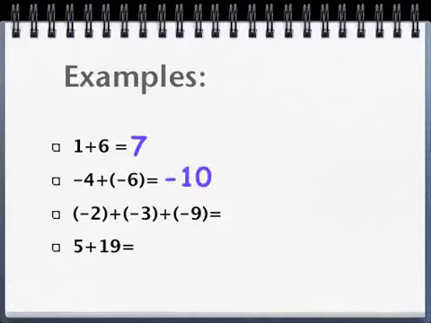This next example has three numbers that are being added together. All three of those numbers are negatives. So they all have the same sign, and I'm going to use the rule of if you have the same signs, add the numbers and keep the sign. So we're going to just go from left to right. Negative 2 plus negative 3 is a negative 5. And then the negative 5 plus a negative 9 gives me a negative 14. The last example for this rule is 5 plus 19. These are both positive numbers being added together, so my answer is going to be a positive 24.